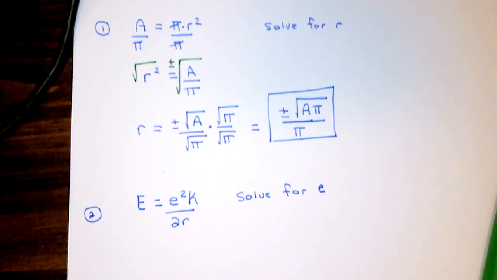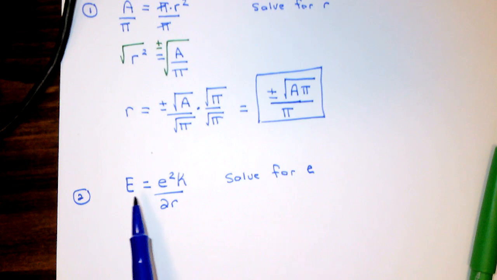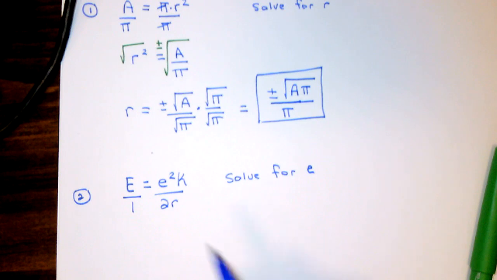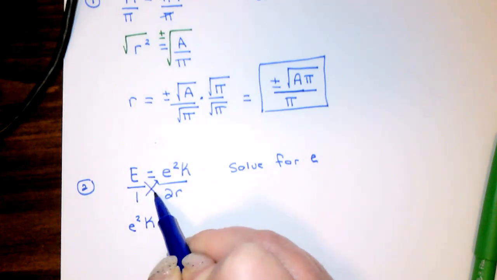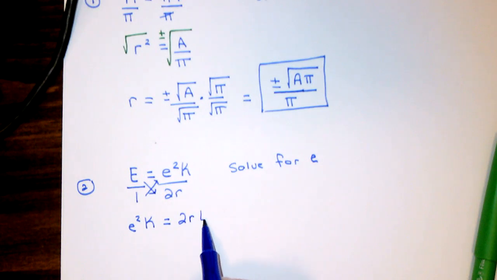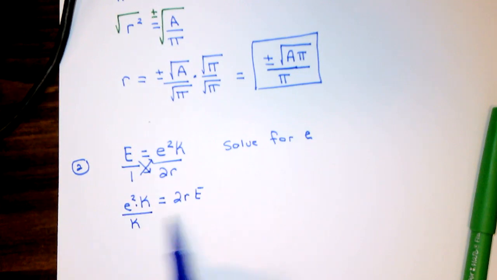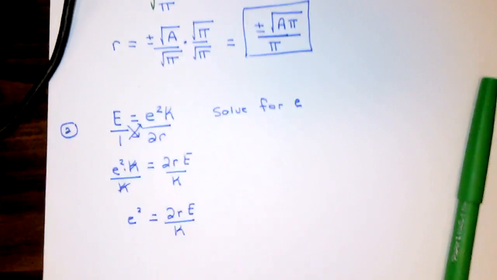And as we finish up, pay attention to, like, if it asks you to solve for a specific variable, one could be capitalized and one lowercase. To get rid of a fraction, the easiest way here would be to cross multiply. So I'm going to put a 1 under that to make it a fraction and put e squared k equals, and that would be 2r capital E. So then we're getting rid of multiplying, so we're dividing. So we have e squared equals 2rE over k.